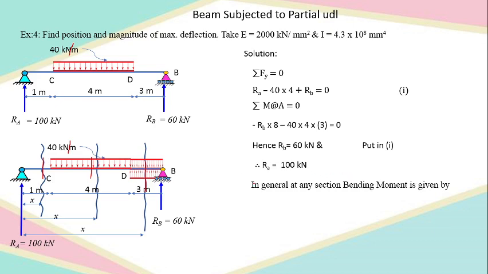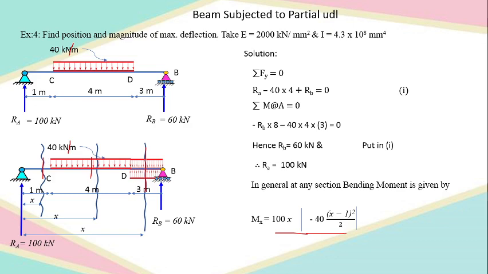So for this we can say, in general, the bending moment can be written as, if I take a moment about this, 100 into x. For this span, 100 into x minus 40 into (x minus 1) whole square by 2. So this 40 into (x minus 1) whole square by 2 is the bending moment of this UDL that I have added to the bending moment of RA.